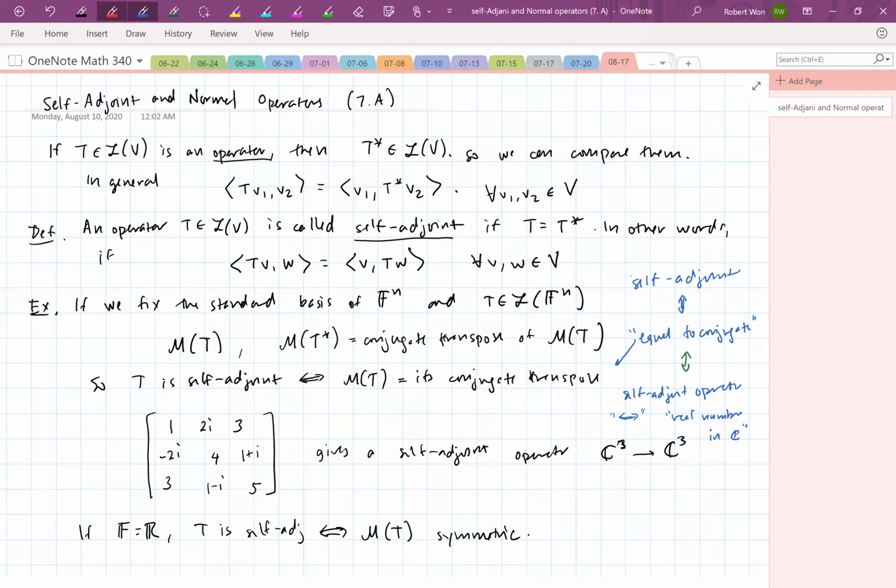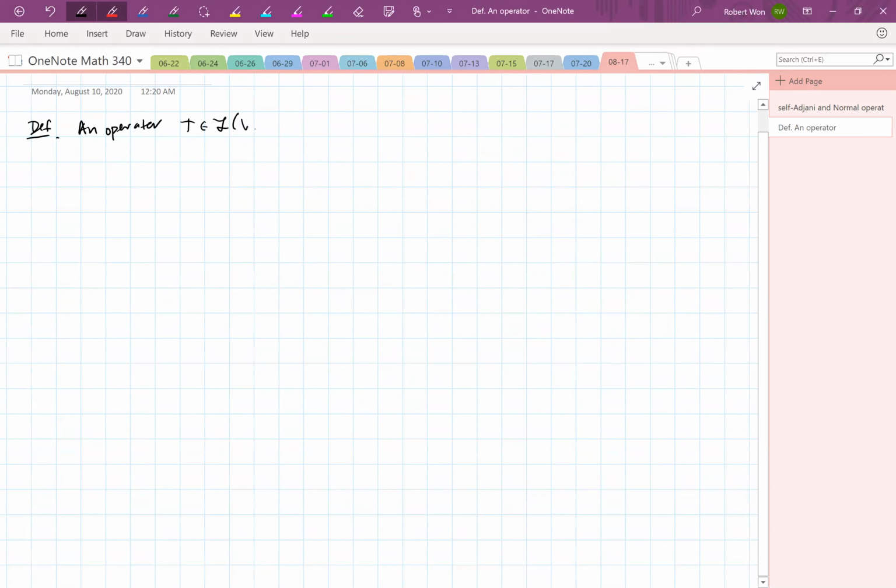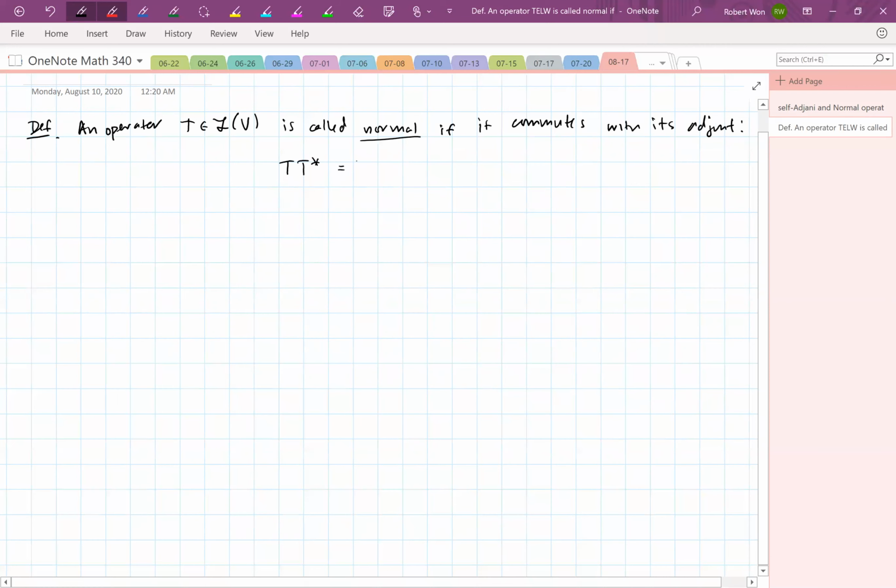Before we prove anything about that, let me define a normal operator. And a normal operator, again, is going to be an operator that satisfies some property that is a relationship between T and its adjoint, because you can compare them since they both live in the same space of operators on V. So the definition is just the following. An operator T on V is called normal if it commutes with its adjoint. In other words, if T T star equals T star T.